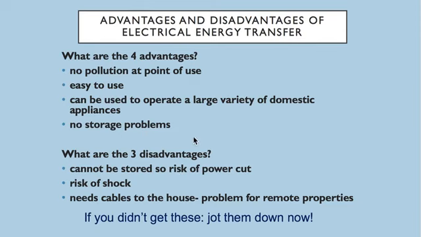What are the main disadvantages then? So although there aren't any storage problems, it's really, really difficult to store it as well. So we're at risk if we've got a power cut that we don't have any electricity. It's obviously potentially dangerous. There's a risk of electric shock if we don't use it properly. And we do need cables to our house to actually connect us to the electricity, which is a problem for remote properties. So places that are out in the middle of nowhere in the wilderness, you've still got to have wires that connect you to the electrical systems and to the national grid, so that you can do that. And obviously then if there's high winds or bad weather, that could potentially cut you off as well.